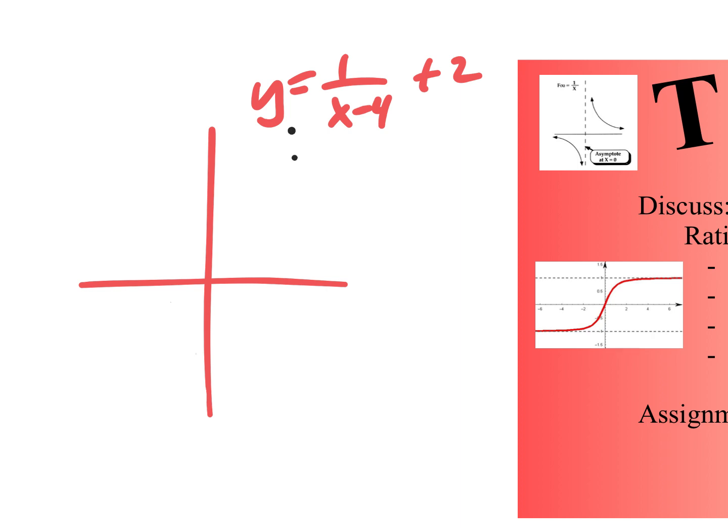So the asymptote that was at 0 there moves right 4. And what other way did it move, Jay Kennan? Up 2. So that's like this asymptote would be moved up to 2.